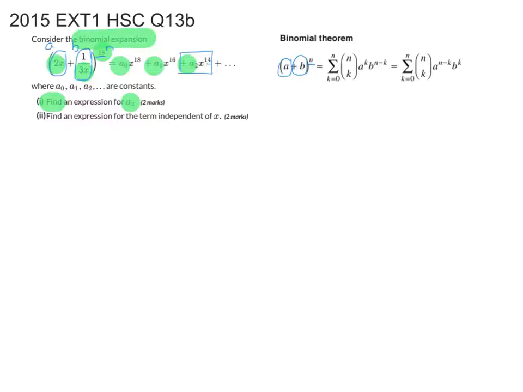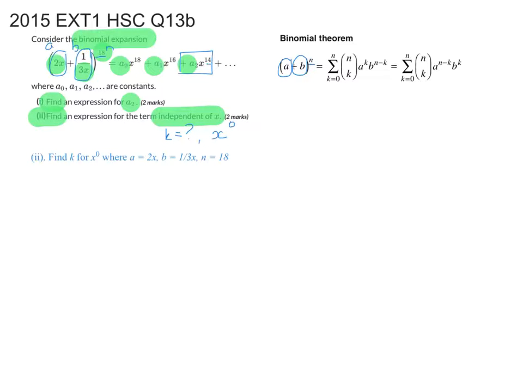Part 2 requires us to find an expression. So again, we don't need to find the numerical answer, just the values that we are required to calculate. So we want an expression for the term that is independent of x. So this means that we're looking for a value in our expansion that doesn't contain an x value. So therefore, this question is exactly the same as the 2014 multiple choice question, where we're being asked to find the value of k that gives us back no x value, or x to the power of 0.